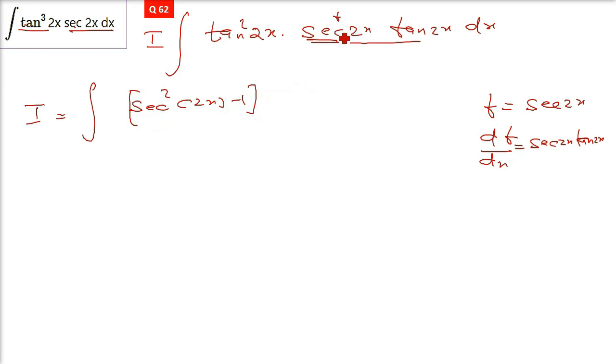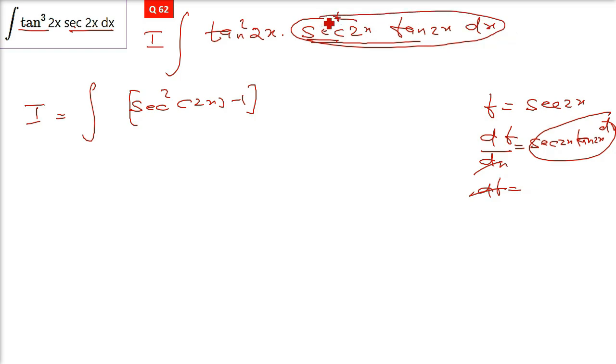You know already the formula. Sec 2x tan 2x dx will be dt. So dt will be sec 2x tan 2x and dx. This whole is going to be dt. So this whole from here to here, it's dt. So sec square 2x minus 1 will be t square minus 1 dt.